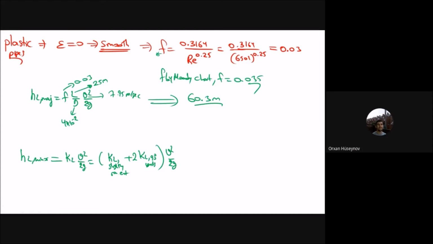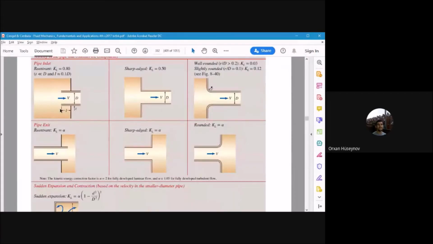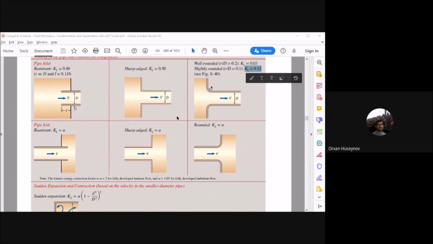So now let's see that window for the smooth pipes. So now you can see the screen with the loss coefficients. Okay, so you can find these loss coefficients in any book. For that slightly rounded entrance, you can see for slightly rounded entrance, KL is 0.12. Okay, this is for the slightly rounded entrance. Now the next part is to find it for the 90 degree smooth bends.